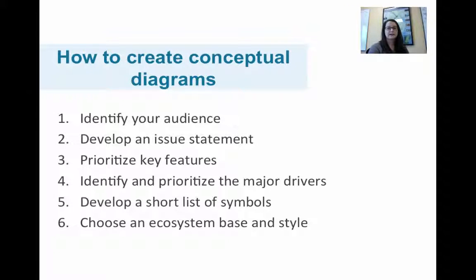Then you want to start thinking about and developing a list of symbols that should be in this diagram. If you're thinking about a certain species that needs to be included, a certain species of fauna or flora, or a certain type of house or a boat, start thinking about that ahead of time. Then choose an ecosystem base and style. Think about the context of your diagram, whether it's just putting it on a blue water background or sky, or if it needs to be on a 3-dimensional or 2-dimensional base.